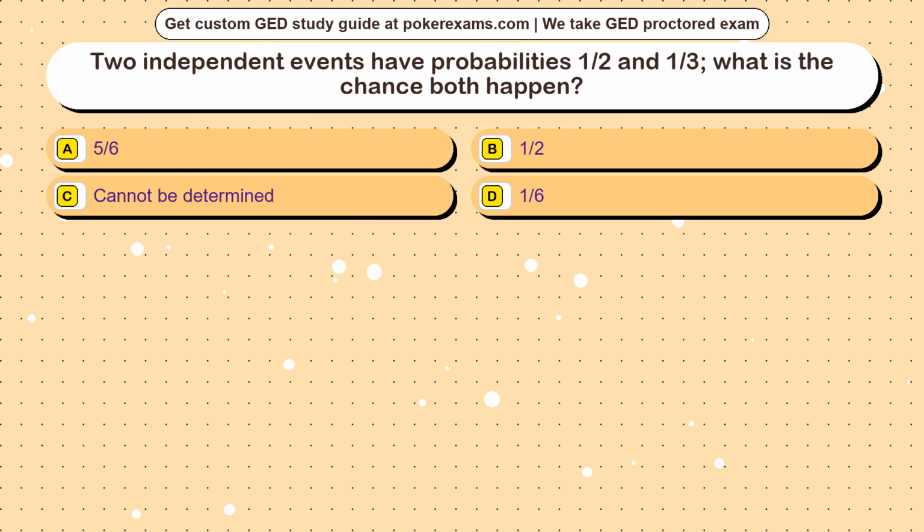Question 2. Two independent events have probabilities 1/2 and 1/3. What is the chance both happen? Option A, 5/6. Option B, 1/2. Option C, cannot be determined. Option D, 1/6.